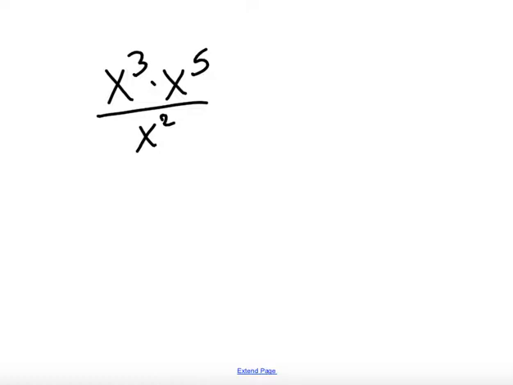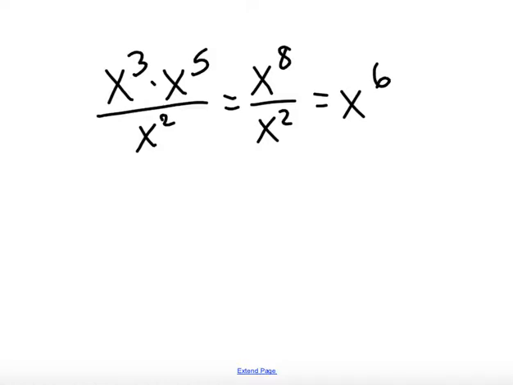So let's say we have something like this. X to the 3rd times x to the 5th divided by x squared. Well, let's figure out that numerator. We're multiplying, so we add. So x to the 8th divided by x squared. Well, now we're dividing, so we subtract and get x to the 6th.